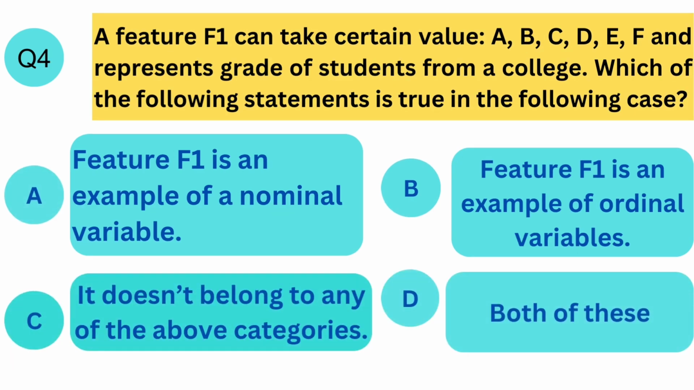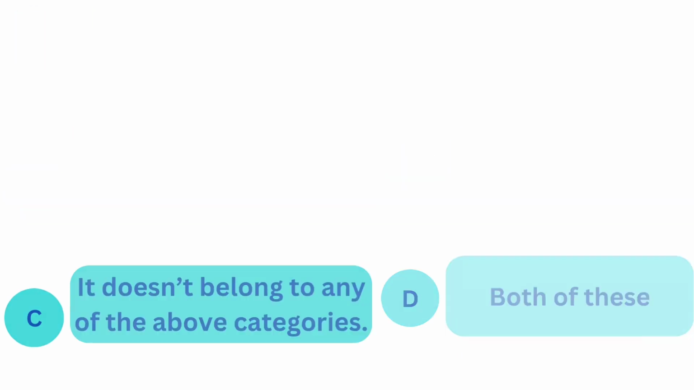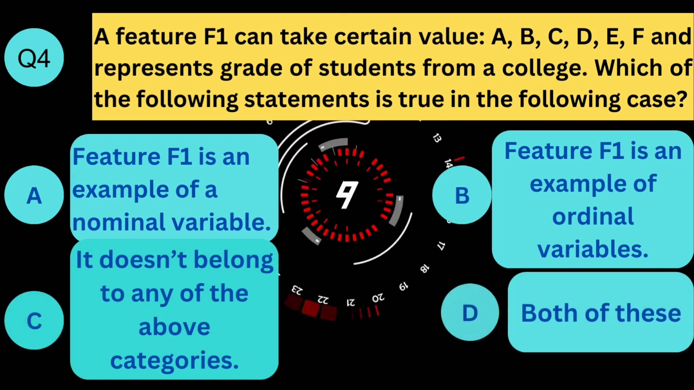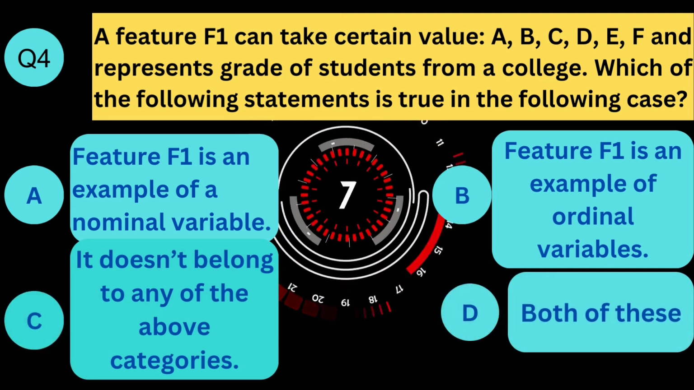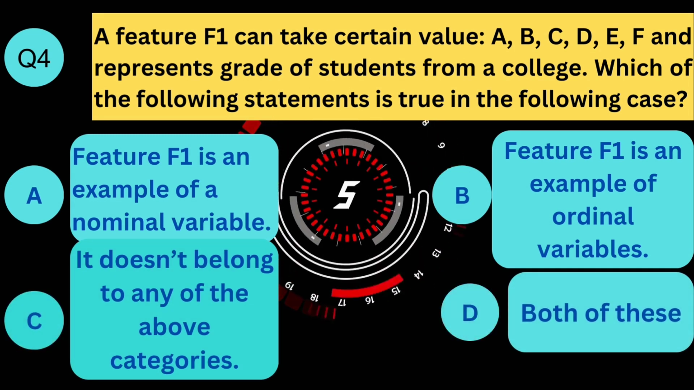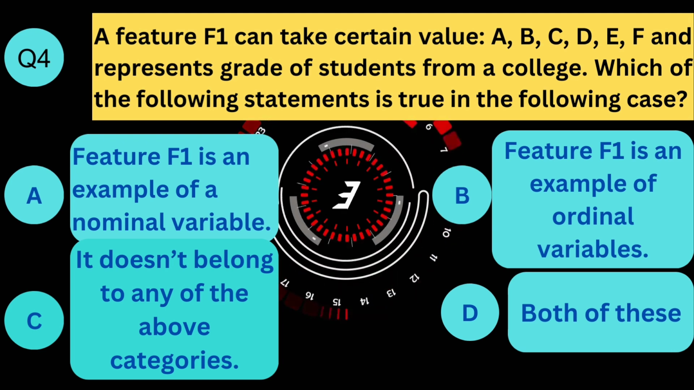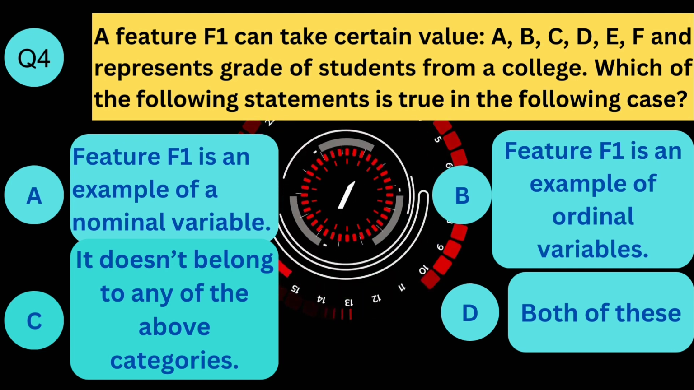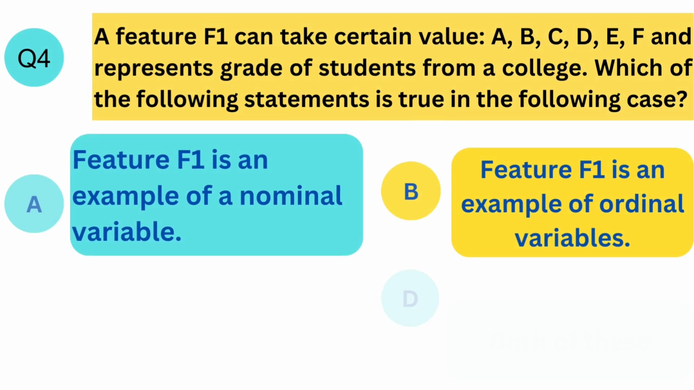Question 4. A feature F1 can take certain value A, B, C, D, E, F and represents grade of students from a college. Which of the following statements is true? A. F1 is an example of a nominal variable. B. F1 is an example of ordinal variables. C. It doesn't belong to any categories. D. Both of these. Answer is B.